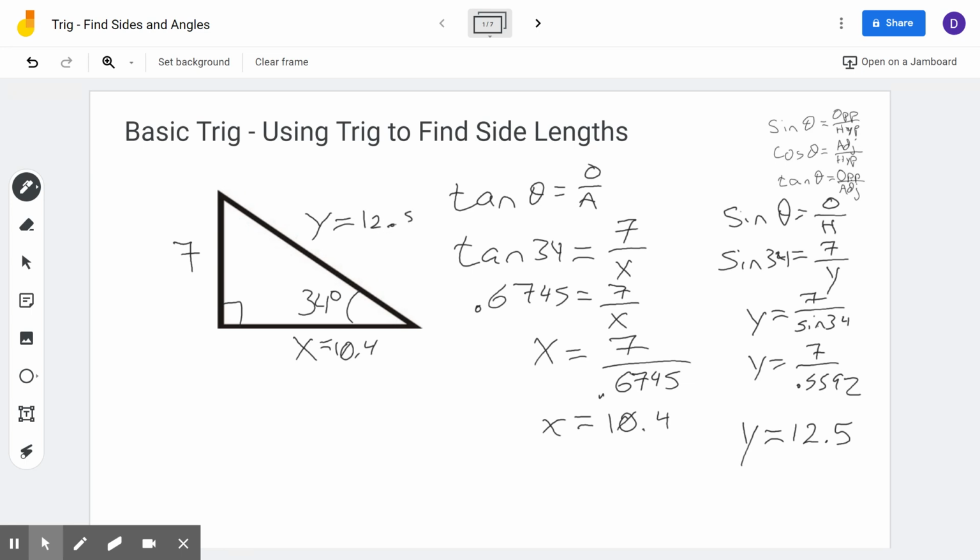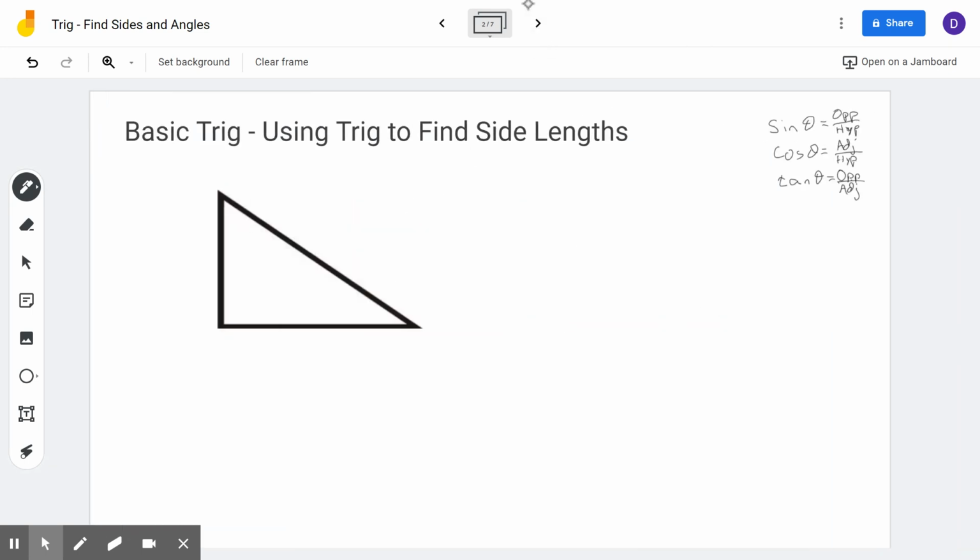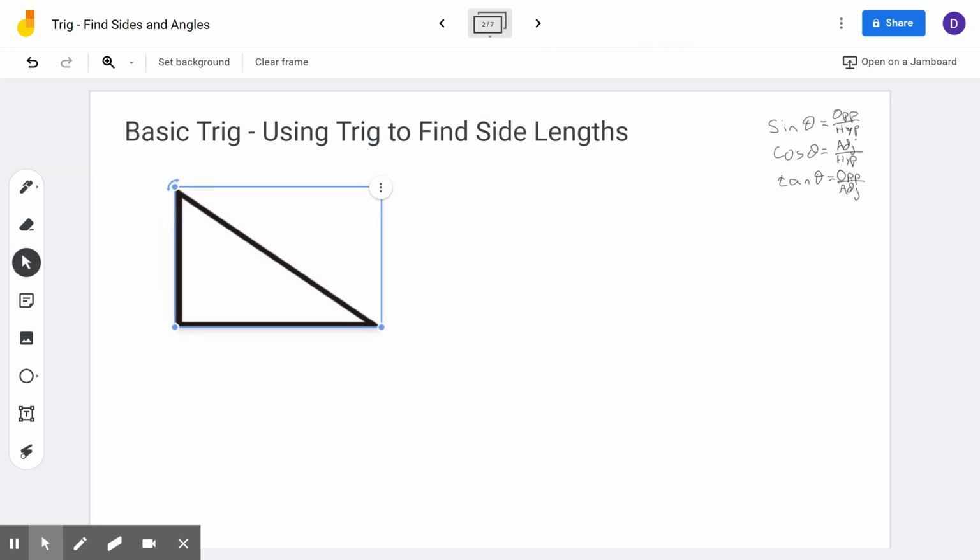Okay, let's do one more. Make sure you got all this copied down. Do one more, and then I'm going to have you do a couple of problems. Okay, this time I'm going to give you the hypotenuse. Let's make it 8. And I'm going to make this a 30-degree angle, and this, of course, is a right angle.